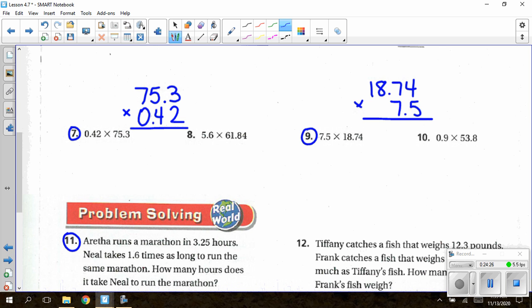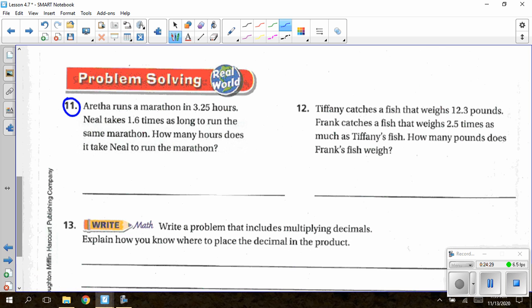For number 11, Aretha runs a marathon in 3 and 25 hundredths hours. Neil takes 1 and 6 tenths times as long to run the same marathon. How many hours does it take Neil to run the marathon? So we're going to take Aretha's time of 3 and 25 hundredths hours times 1 and 6 tenths to find Neil's time.